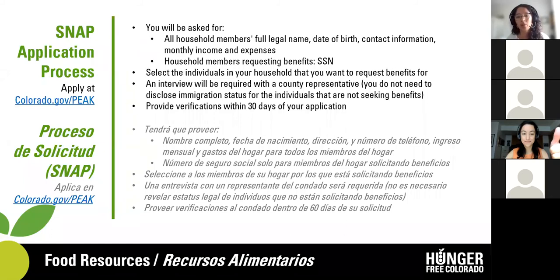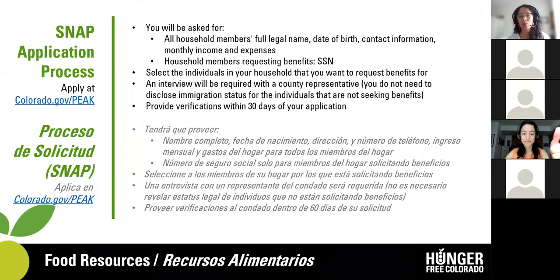To apply for SNAP, you may fill an application at colorado.gov/peak. To begin, you will have to provide the following information: your full name, your birth date, your address, phone number, your total income per month, and the expenses of each month. Peak only requests certain expenses like bills and rent. You should also include the name and birth date of each person in your family.